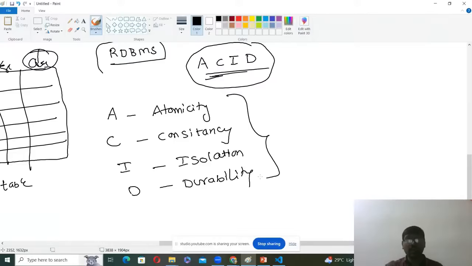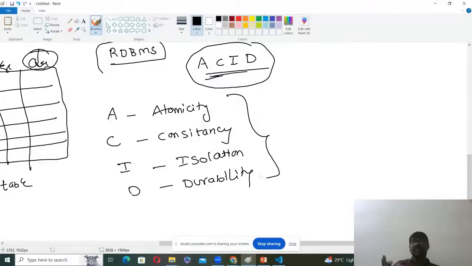Suppose you are using PhonePe, and in some situations, due to network failures, the amount is debited from your account but is not credited to the other account. In that case, the amount moves back to your account only. Atomicity: all or none. Complete all the operations, otherwise don't do any operation.